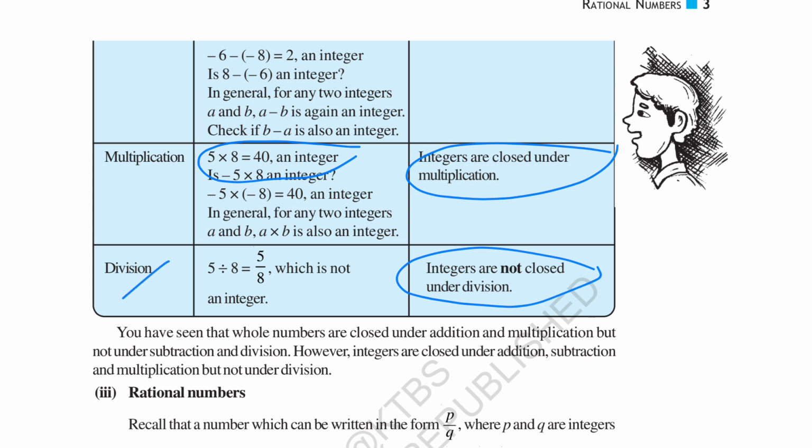Why? Because we should see this example. If we divide 5 by 8, the result is not an integer. It would be a decimal or a fraction. That's why integers are not closed under division. Okay, next we should see the rational numbers now.